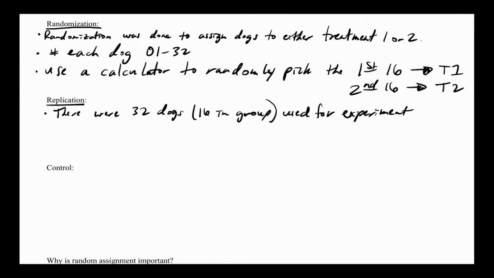Okay, there were 32 dogs, 16 in each group used for the experiment. Okay. Control. First of all, who was the control group? Was there a control group, and who was the control group? Treatment 2 was the control group, right? What made them the control group?